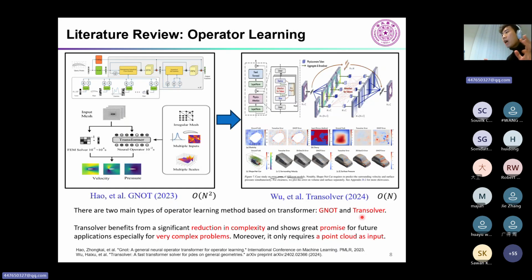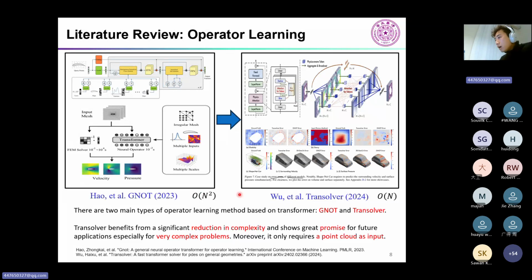So what types of transformer-based ways are there in operator learning? There are two important ways. The first one is GNOT. His name is Hao Zhongkai. He's also the first author of my paper, PFEM. About 3 years ago, he proposed a framework based on transformer to solve the problem. However, the complexity of his algorithm is about n squared.